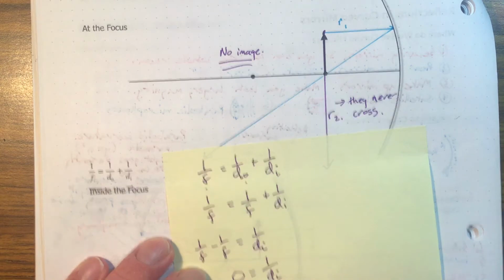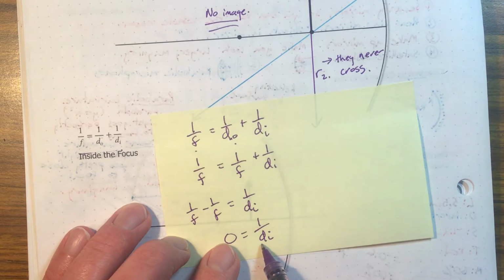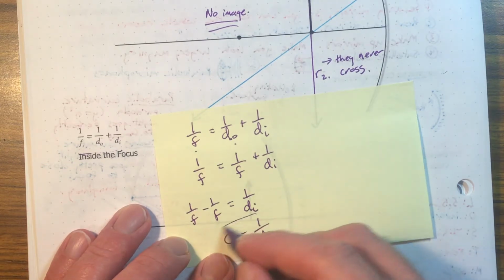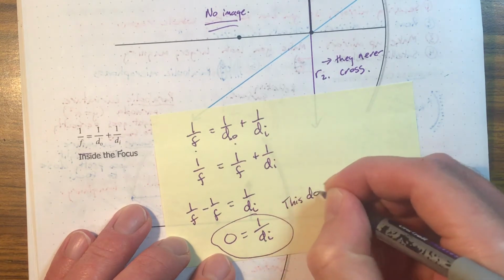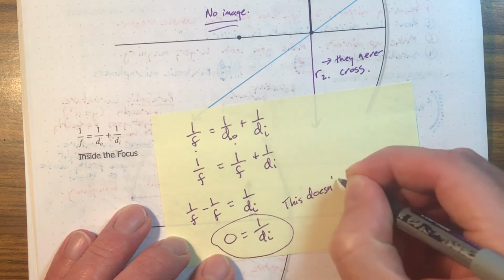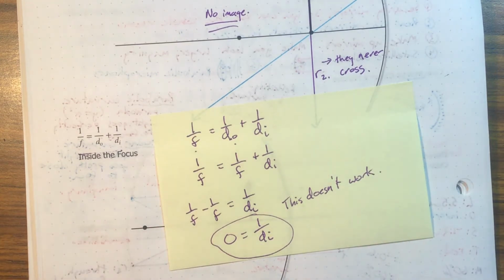This is impossible. There's no number we can put in here to make this math equation work. We can't put 0 in here to make it work. It doesn't work if it's 0. This does not work. There's no image. Image is impossible.